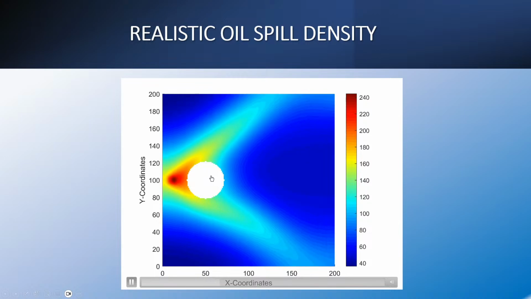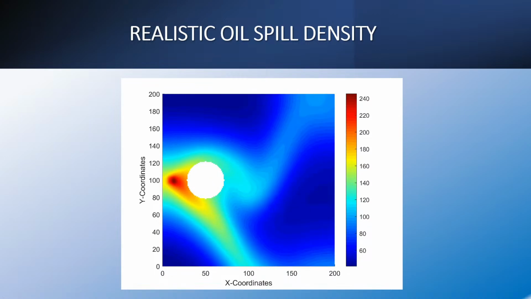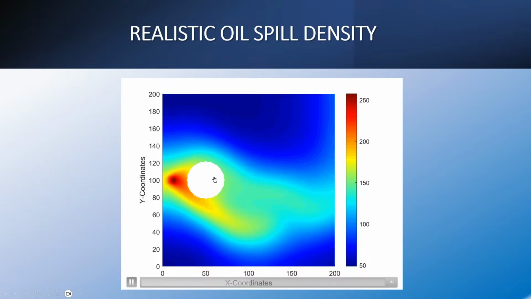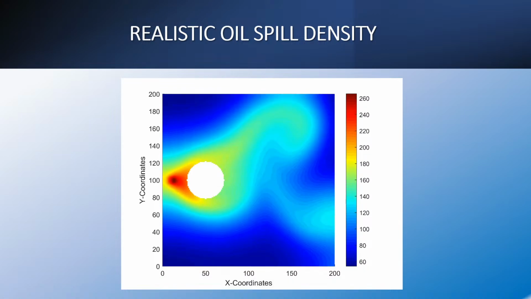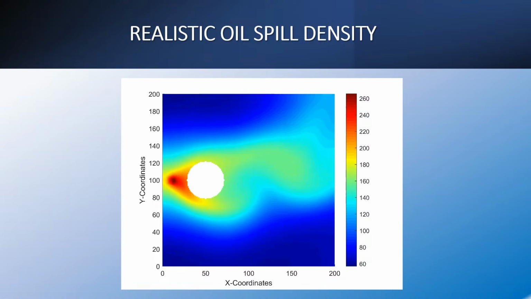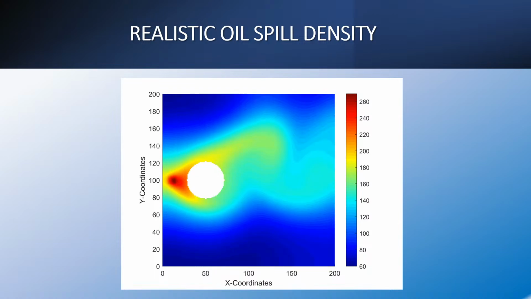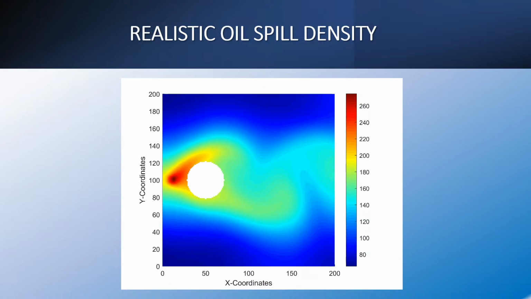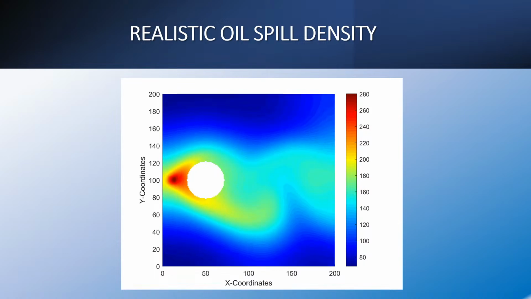And you can see how the oil spill accumulates around the boundaries of the island, as well as propagates inside the sea, following the velocity of the seawater. And we can see the wakes changing directions, sometimes moving upwards, sometimes moving downwards.